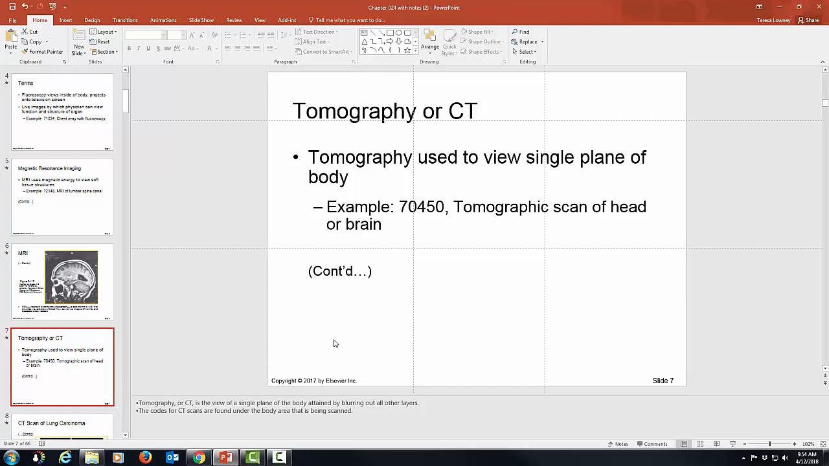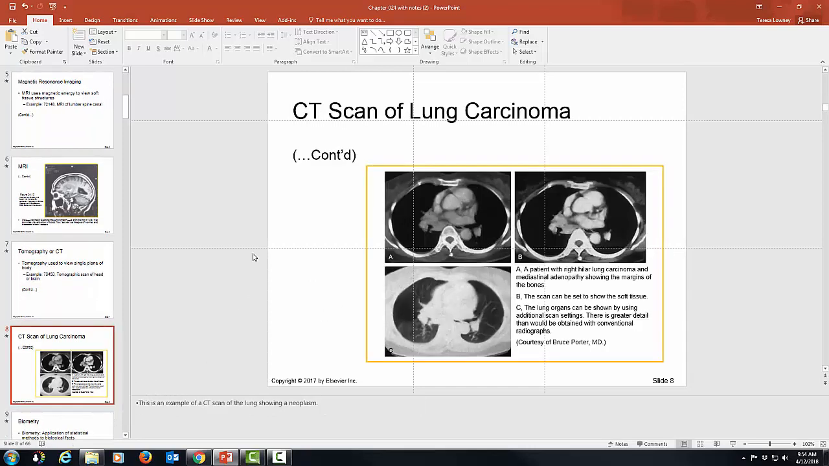Tomography or CT. Tomography is used to view a single plane of the body. So a tomographic or a CT scan of the head or the brain. A CT scan of a lung cancer, carcinoma. So this is no longer a lung mass. This is now being confirmed on CT, which is the purpose, again, of using this kind of testing.